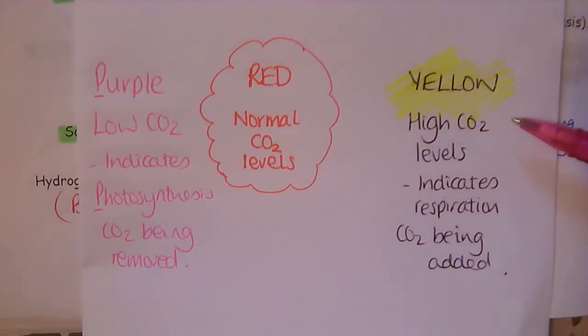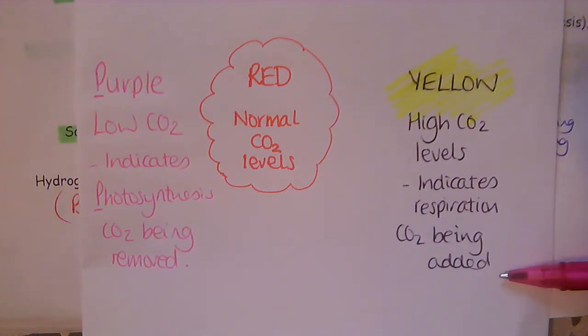So we'll have a look at yellow. When it changes yellow, that tells you that there are high levels of carbon dioxide. What process puts out carbon dioxide? We're thinking of respiration. So if you have bicarbonate indicator and it turns yellow, that tells us that respiration is going on, that carbon dioxide is being added to the indicator. So if you had a little tube of bicarbonate indicator and you bubbled through it, you would turn it yellow because of the carbon dioxide in your breath.